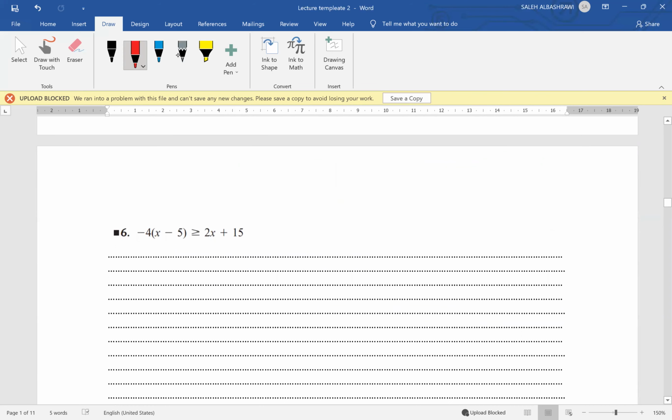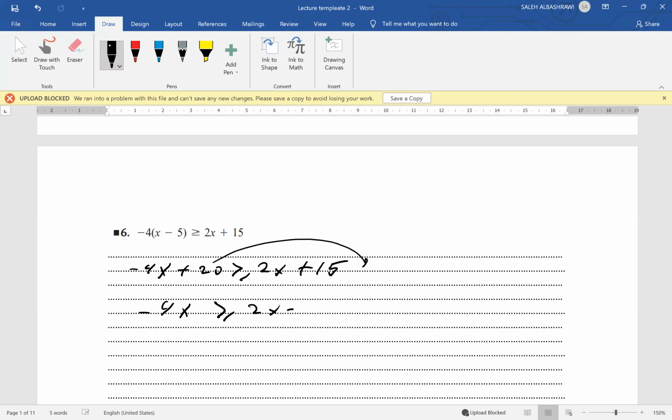For that we have this inequality: minus 4 multiplied by x minus 5 greater than or equal to x plus 15. So in the first step, I will open the bracket. It will be minus 4x plus 20 greater than or equal to 2x plus 15. Move this 20 to the other side. I will have minus 4x greater than or equal to 2x plus 15 minus 20.